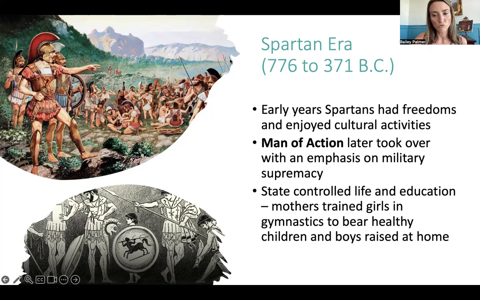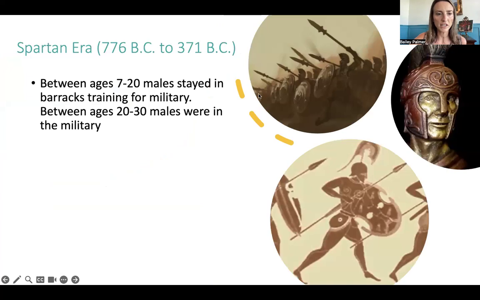And then the boys were also raised at home training physically, I think till about the age of 7. But the city-state controlled the health. They basically decided after a child was born, the state did, the government, if the child was strong enough to live. And so again, there was not a lot of freedom during this time. Everything was controlled by the Spartan city-state's government. And so let's look at what happened age-wise.